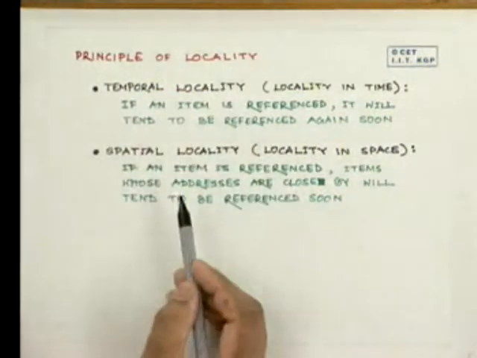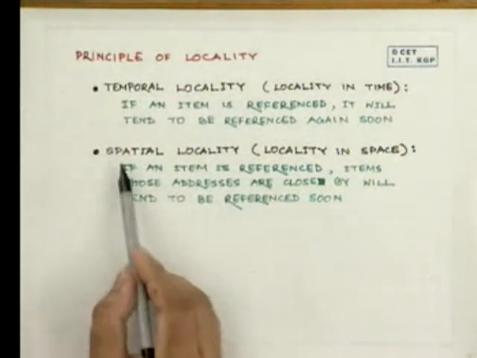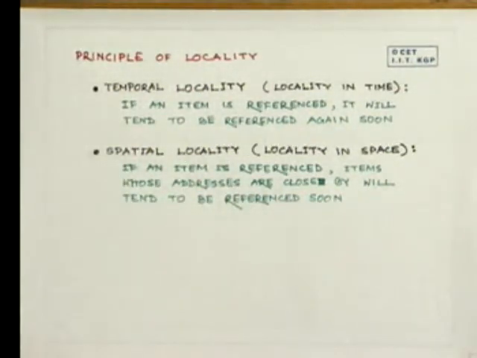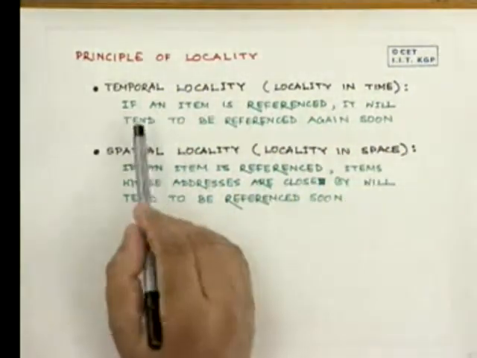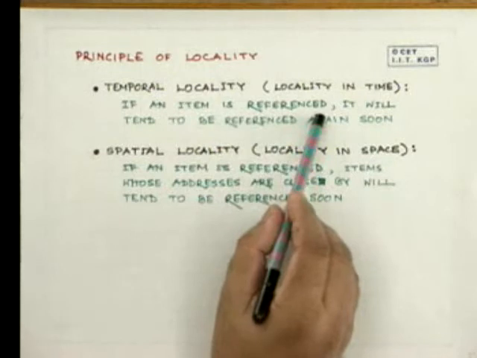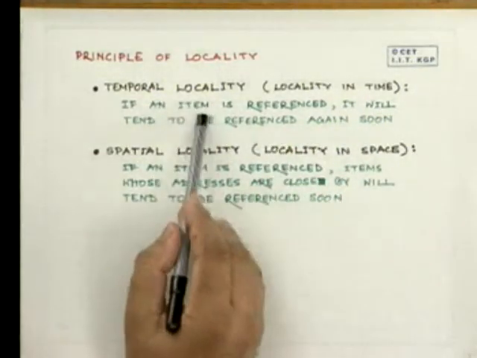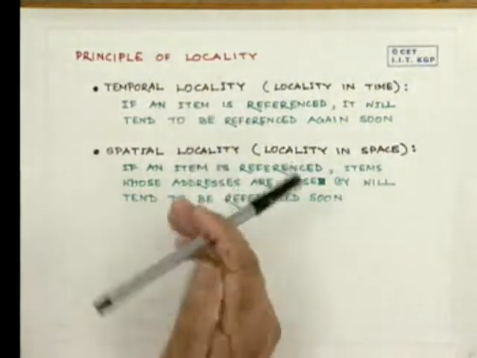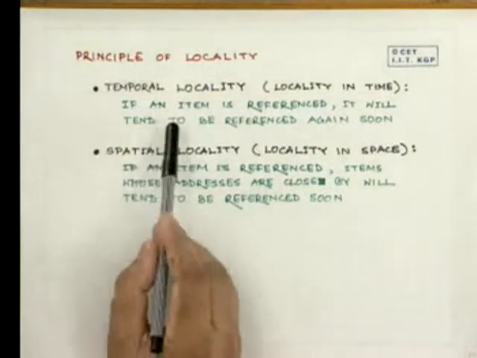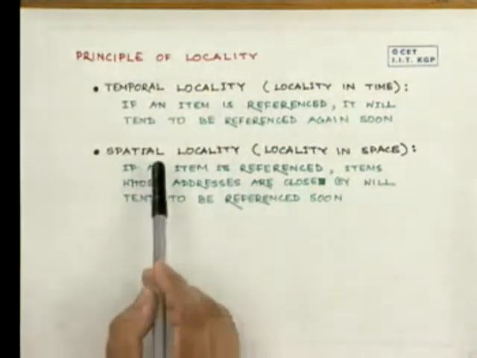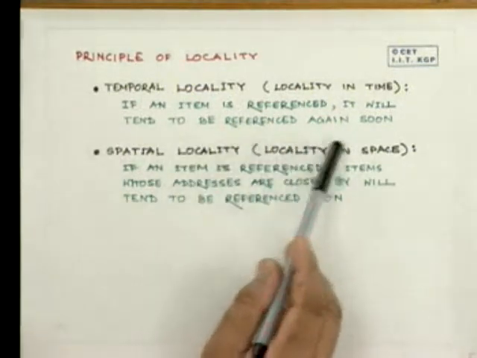The principle of locality is of two types. One is temporal locality, and the other is spatial locality. Temporal locality is essentially locality in time. It means that if an item is referenced, it will tend to be referenced again soon. Here an item is either an instruction in a program or data. Let me repeat once more: for temporal locality, if an item is referenced, it will tend to be referenced again soon.